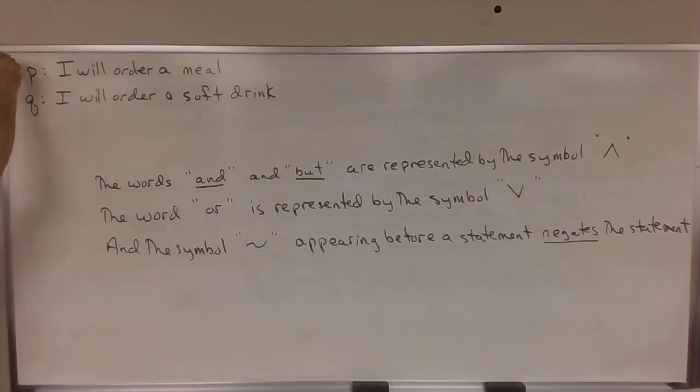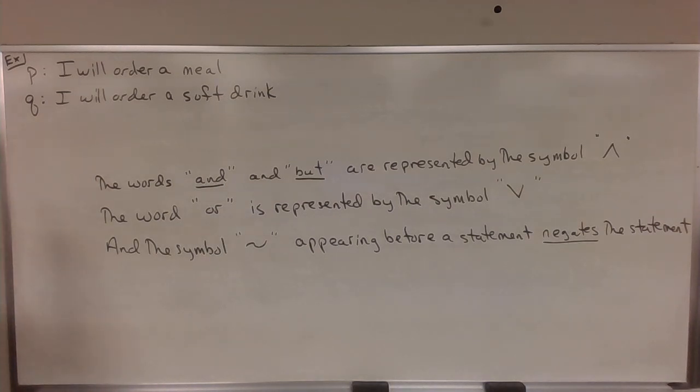Here's our example. And when we see this, we interpret it this way. Let P be the statement, I will order a meal. Let Q be the statement, I will order a soft drink. So we're representing the statement, I will order a meal, with the letter P. We're representing the statement, I will order a soft drink, with the lowercase letter Q.